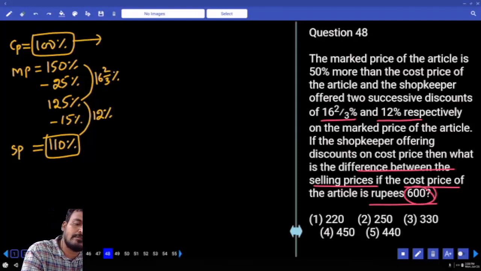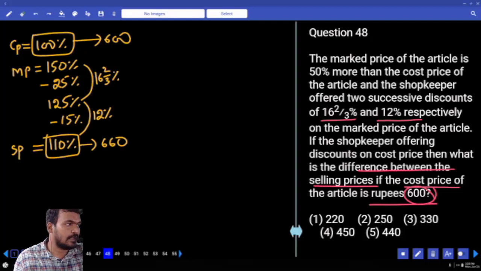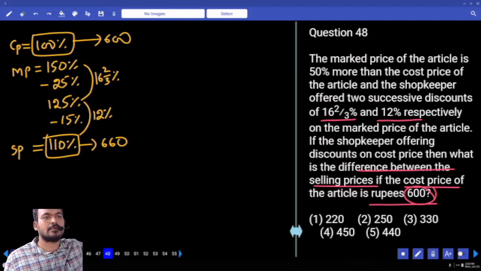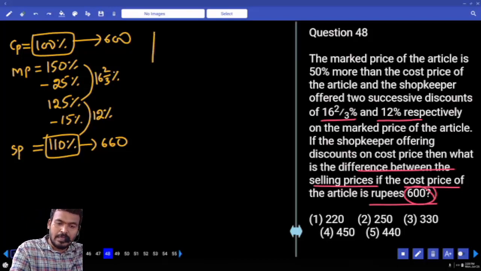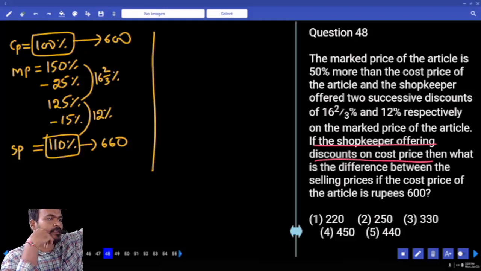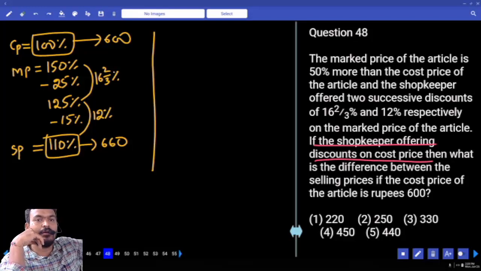And already we know the cost price value. What is the 100% value given? 600. What is the 110%? 660. Is the discount percentage given on market price or cost price? Market price. And one more condition is given: if the shopkeeper offers discounts on the cost price. First case, discounts are given on market price. Another case, discounts are given on cost price.